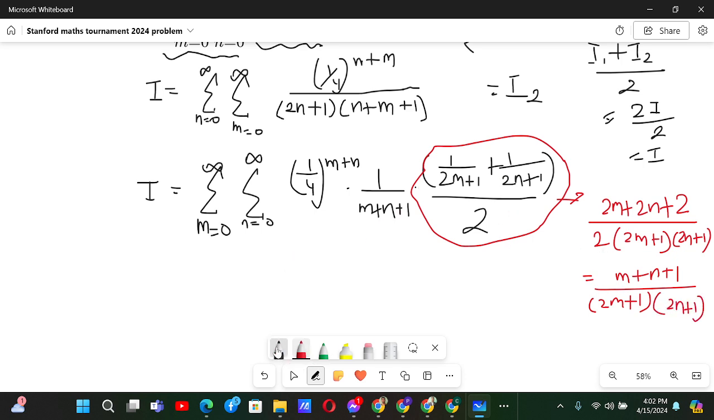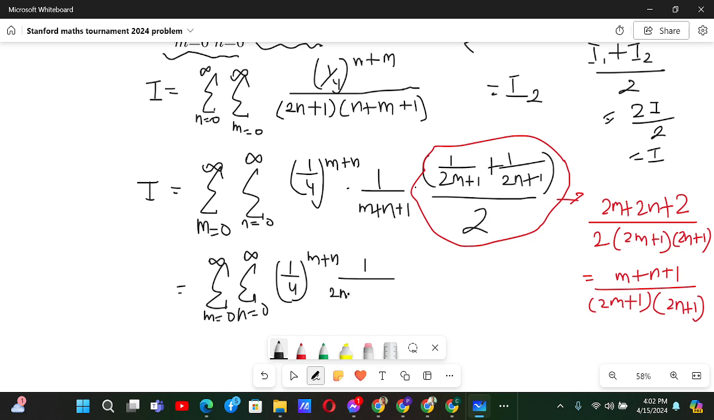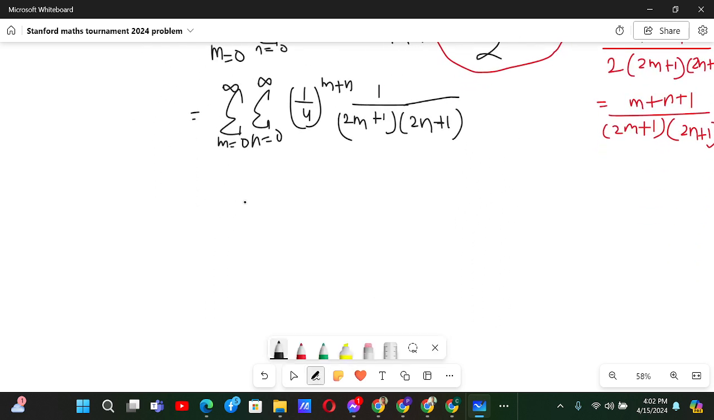So you get the sum from m equals 0 to infinity, sum from n equals 0 to infinity, and then 1 by 4 to the power m plus n by, now this will just be 1 by (2m plus 1)(2n plus 1), because we cancel this expression. And now we know that we can separate the sums of m and n because they are algebraically independent of each other now.